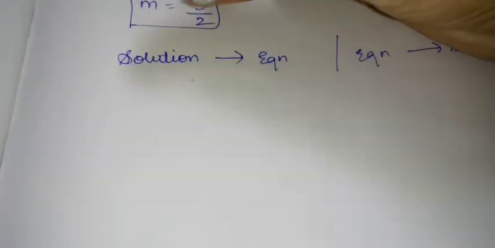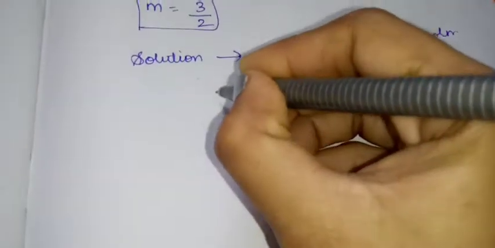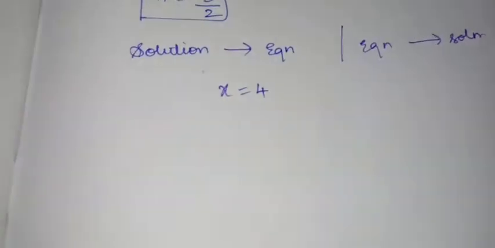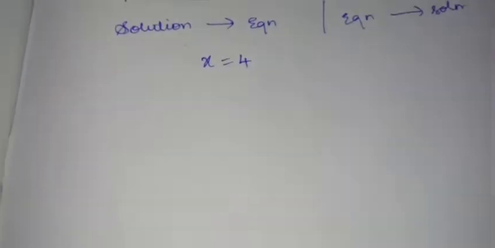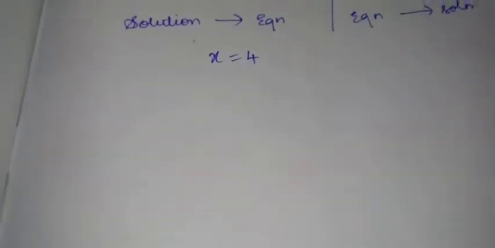They will give you the solution like x is equal to 4. They will give you x is equal to 4 as the solution. Using this solution, we should frame the equation. How will you frame it? It is very easy.